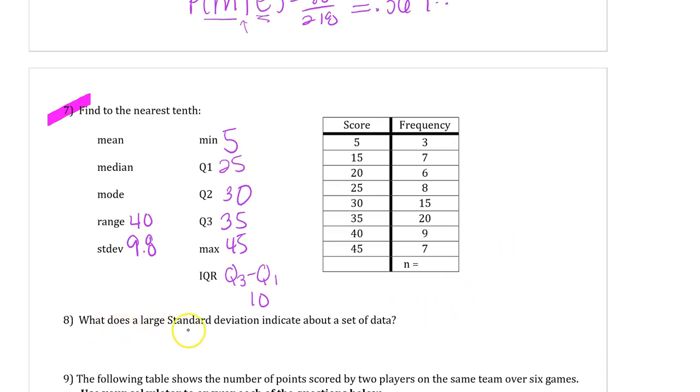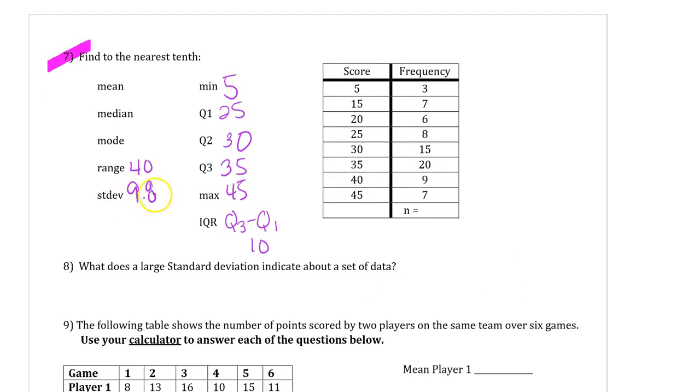So what does this large standard deviation indicate about the set of data? It would mean that my data is spread and varies away from the mean. It's about how far typically your data falls from the mean of the data set.